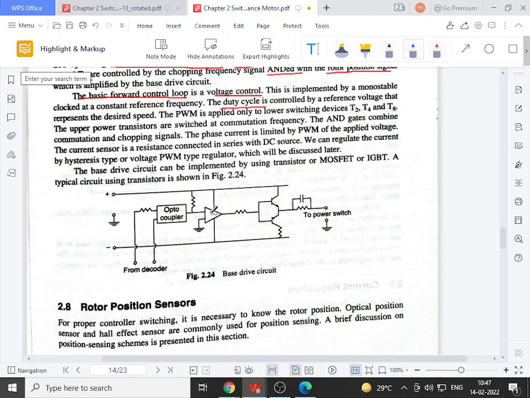The base circuit or gate circuit of a power switching device is actually part of the power circuit. So the transistor side, or semiconductor switching device side, is always the power circuit side, and it is necessary to provide electrical isolation between the control circuit and the power circuit. There should be no electrical connection between the control and power circuits.